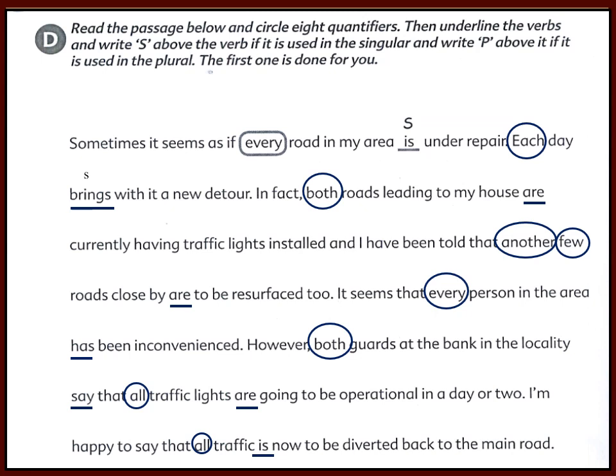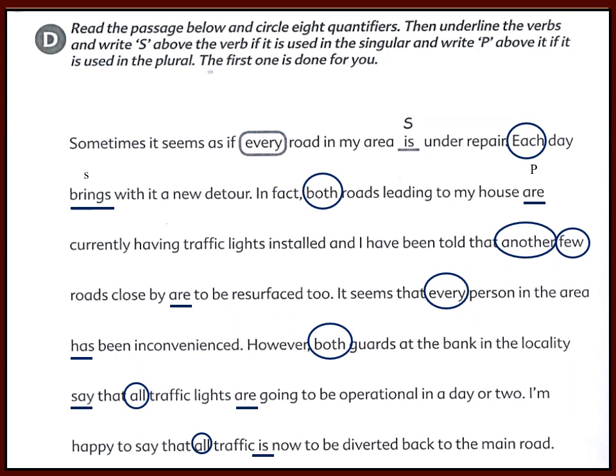Second one, are. Yes, both. With both, are is used in the sentence. I explained to you that both means more than one, so this is plural, right? Now the next one, another few. Another few lights are installed. I have been told that another few roads close by are to be resurfaced too. Another few.